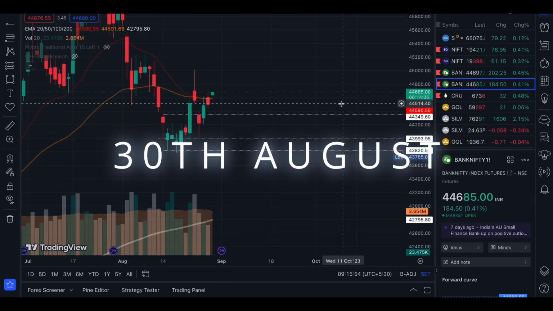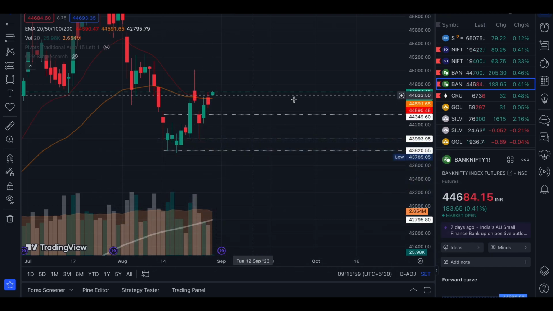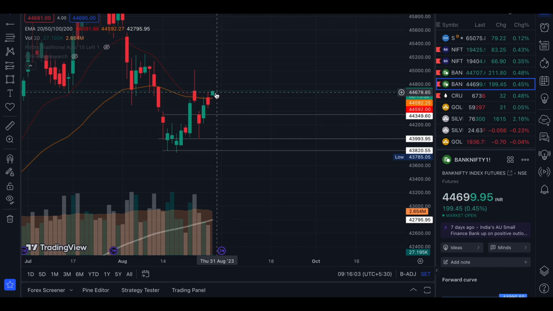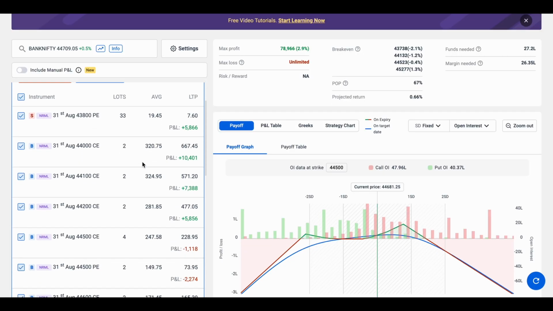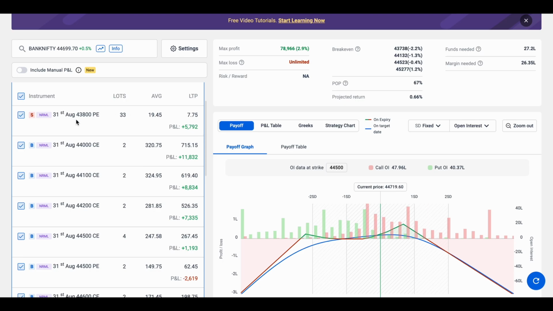Okay, this is 30th August, and as you can see, the market is open gap up around 0.4%, and it still looks like it's going up. We have to do our adjustment since we do not have any premium left in our put sell positions. It's around 7 rupees only.